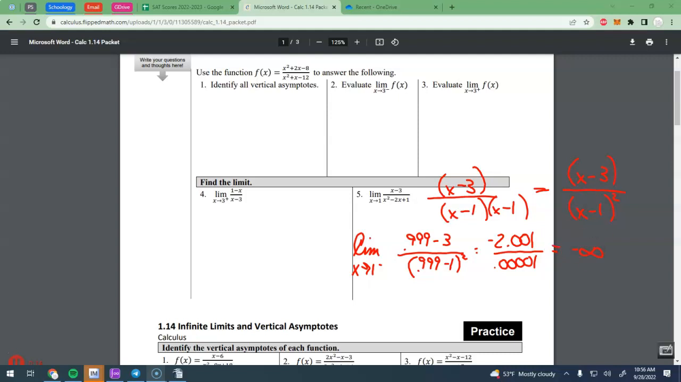Okay, we're good. And then I'm not done. I got to check both sides. They didn't really tell me I have to, but I'm just supposed to know that. So I'm going to check from the right. So I get 1.001 minus 3 over 1.001 minus 1 squared.